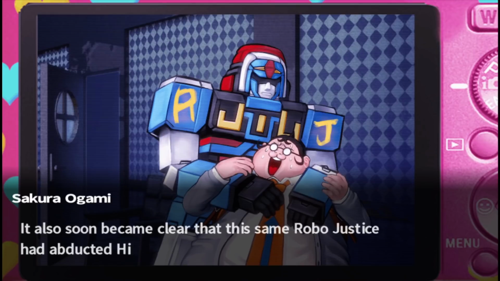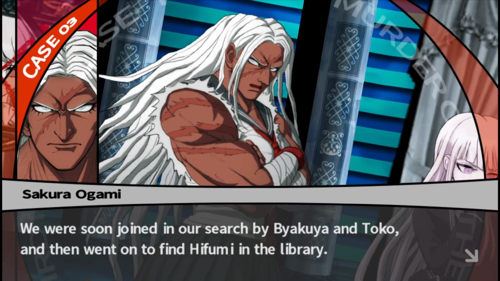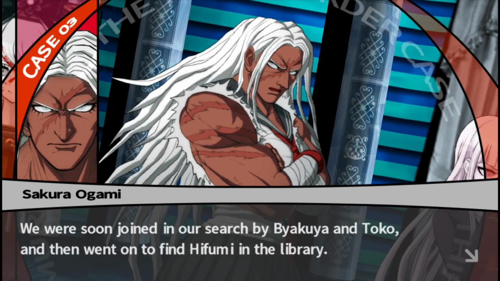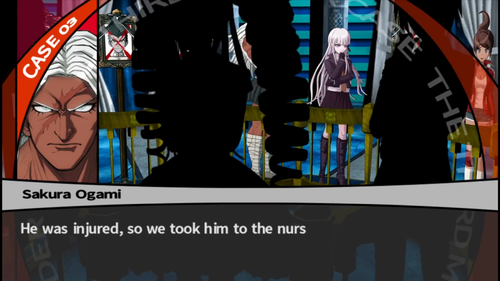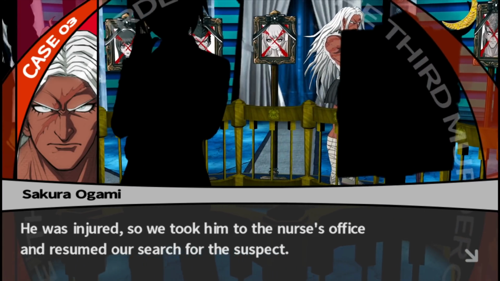It also soon became clear that this same Robo Justice had abducted Hifumi. We were soon joined in our search by Byakuya and Toko, and then went on to find Hifumi in the library. He was injured, so we took him to the nurse's office and resumed our search for the suspect.